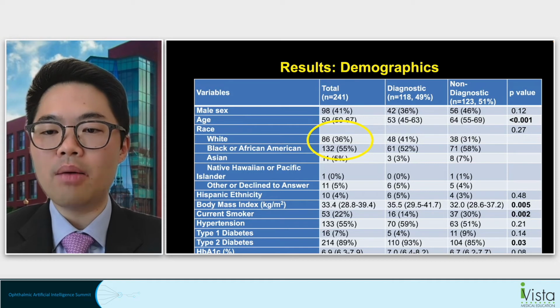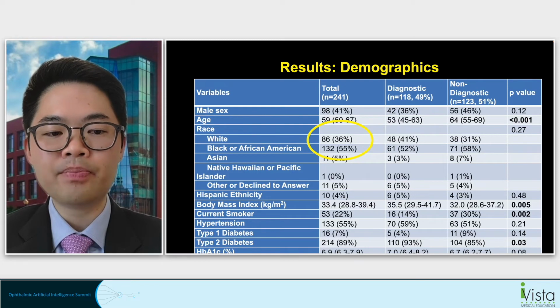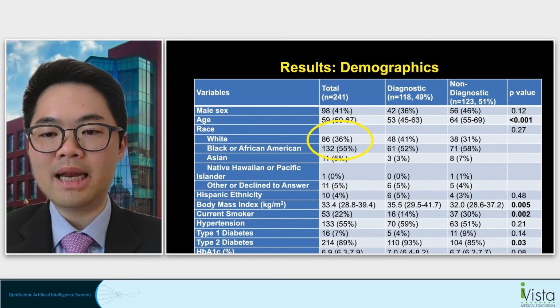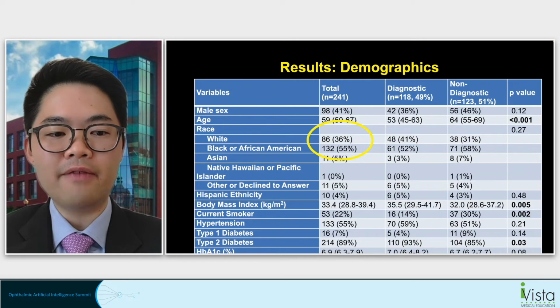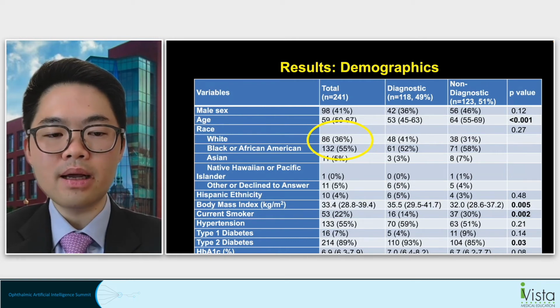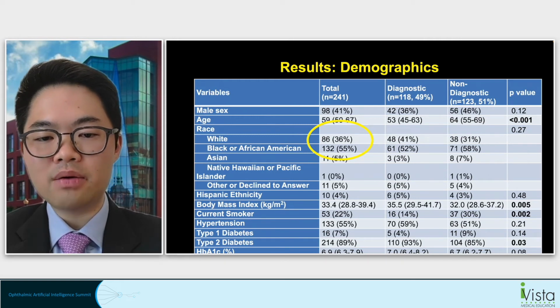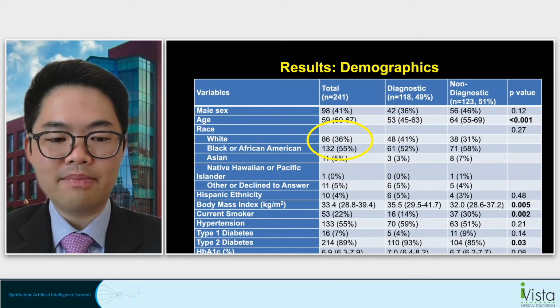As mentioned, we had a low diagnostic rate of 49% without any dilation. Of note, within our cohort, these patients were recruited mainly in the Baltimore County area, and we have a relatively high percentage of African-American patients at 55%. In terms of factors that were statistically different between the diagnostic and non-diagnostic groups, the ones that we found included age, BMI, smoking status, and type of diabetes.